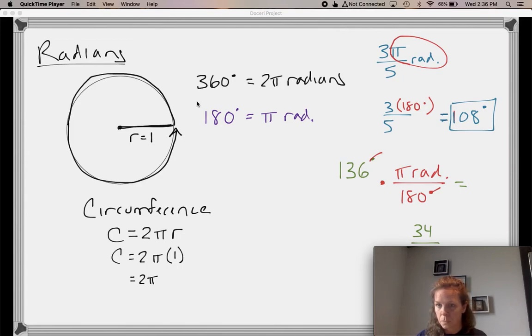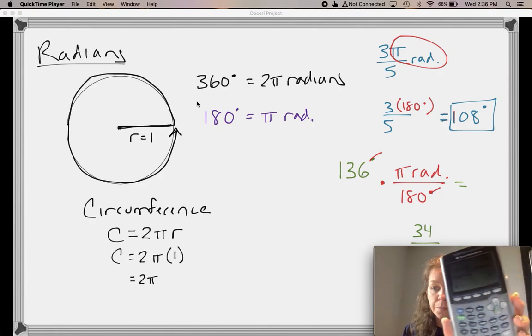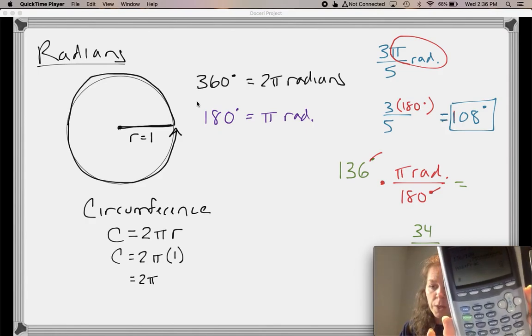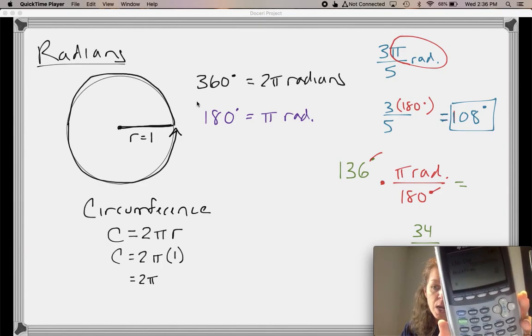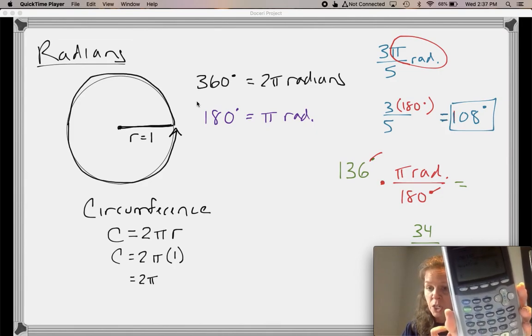So radian answers are usually, but not always, going to be fractions. So just like in that blue example, it began as a fraction, 3 pi over 5, and then we ended up with 108 degrees. In this problem, it's not reconnecting, so I'm not going to be able to write it out, but your final answer is going to be that fraction, 34 over 45 pi. It'll still have the pi after it because we didn't type the pi into the calculator, so that pi is still there.